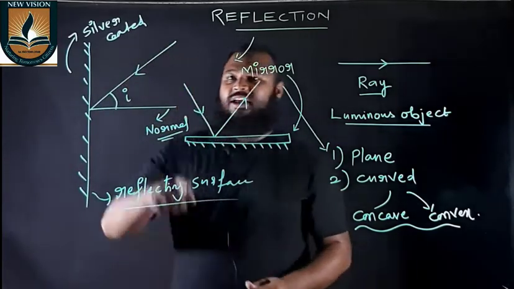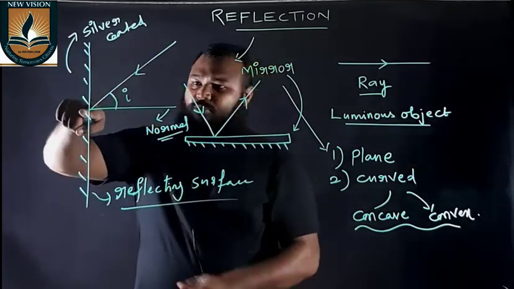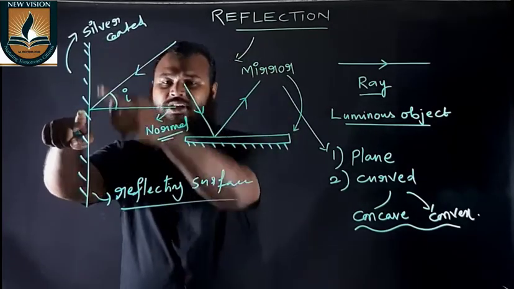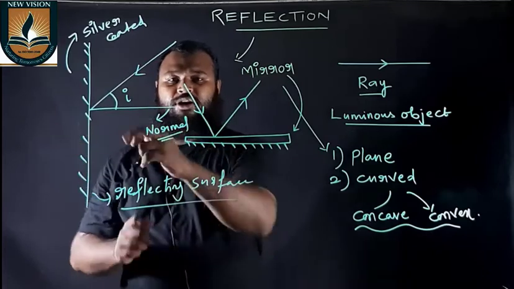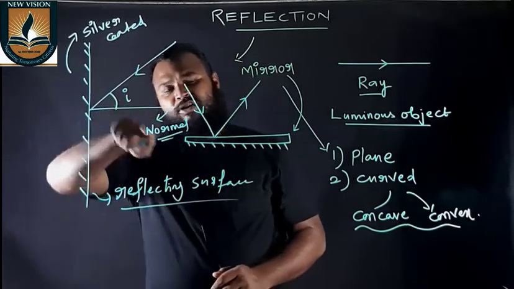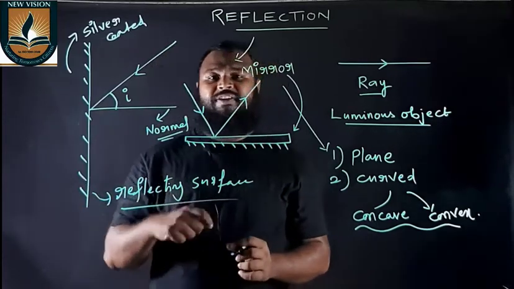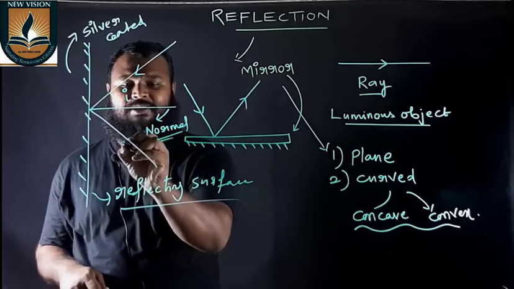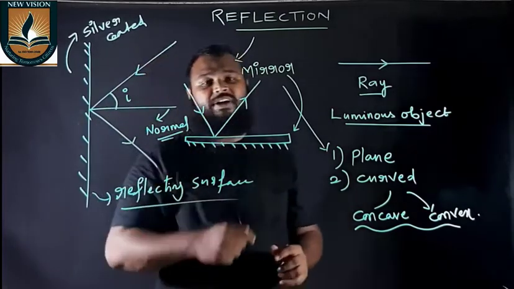Let me repeat that. So light is incident on the mirror. We have drawn what? Normal. So what is a normal? A line perpendicular to the reflecting surface is called normal. So when you draw a normal, the angle made by the light ray with the normal is called angle of incidence. After being incident on this, the light is reflected back into the same medium, that is called reflection.